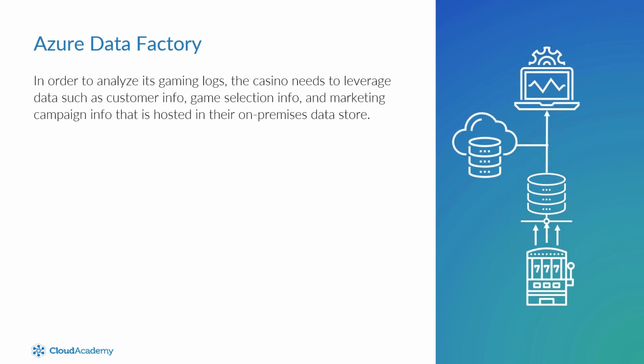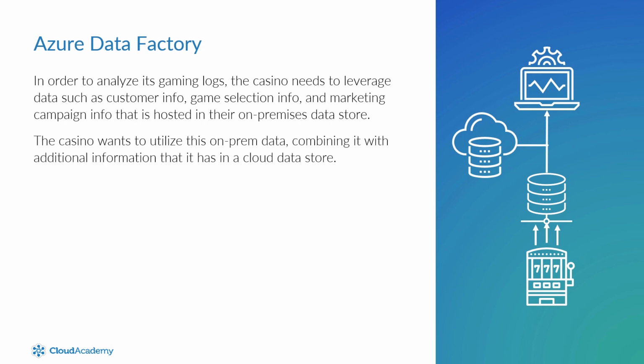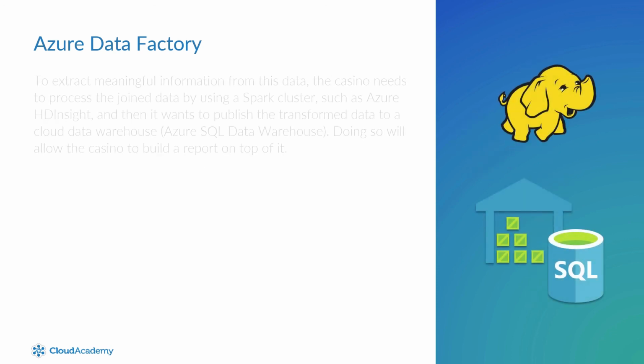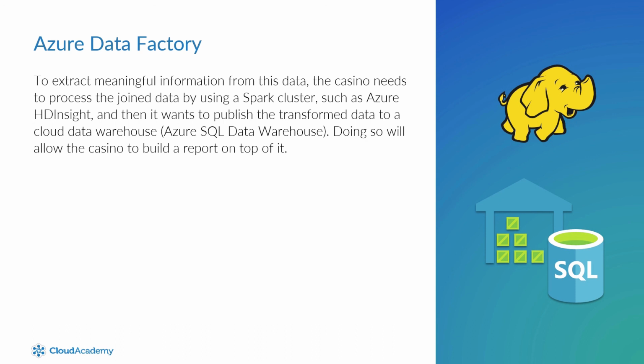In order to analyze its gaming logs, the casino needs to leverage data such as customer info, game selection info, and marketing campaign info that is hosted in their on-prem data store. The casino wants to utilize this on-prem data, combining it with additional information that it has in a cloud data store. To extract meaningful information from this data, the casino needs to process the joined data by using a Spark cluster, such as Azure HDInsight, and then it wants to publish the transformed data to a cloud data warehouse, such as Azure SQL Data Warehouse.